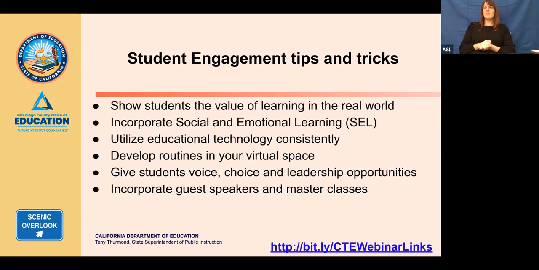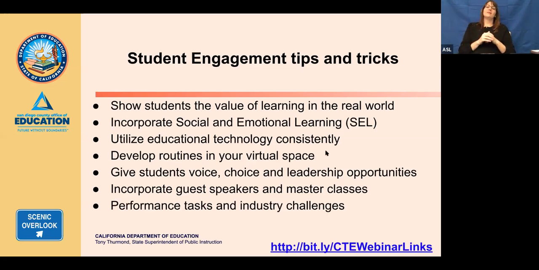And I don't think I added this, but having an authentic audience for their work as well. So you can have some of your advisory committee and industry partners evaluate their work, give feedback, be panelists for presentations as you go as well. So take advantage of those opportunities when they are able to interact virtually with your students.